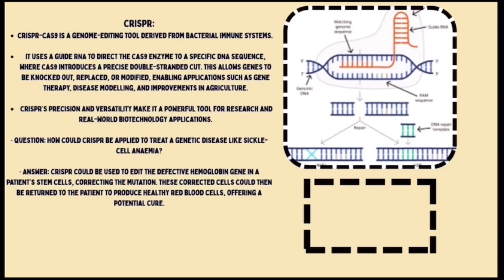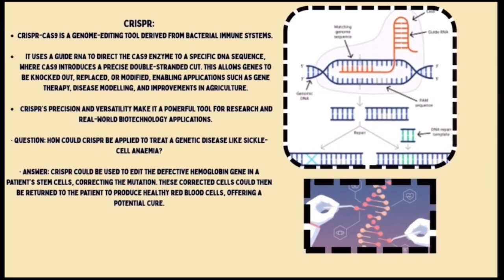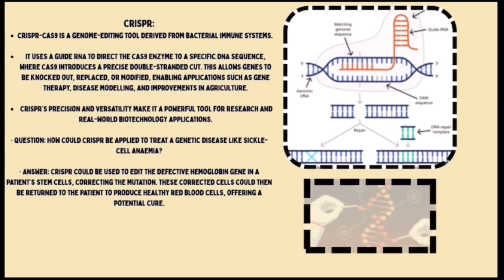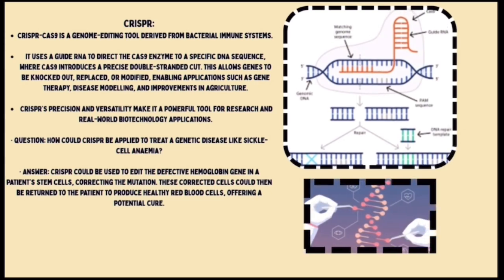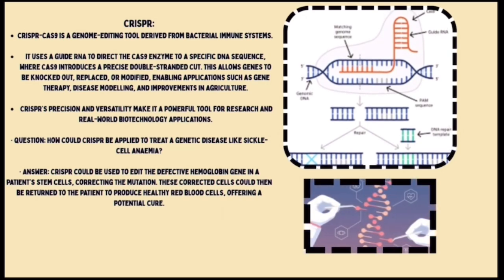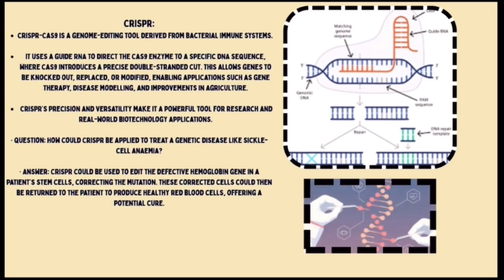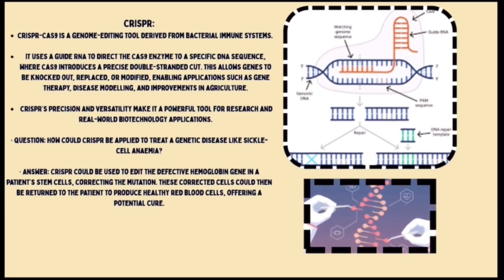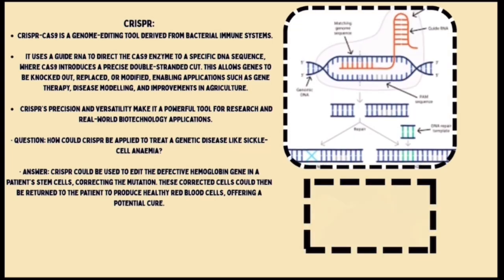CRISPR-Cas9 is a genome editing tool derived from bacterial immune systems. It uses a guide RNA to direct the Cas9 enzyme to a specific DNA sequence where Cas9 introduces a precise double-stranded cut. This allows genes to be knocked out, replaced, or modified, enabling applications such as gene therapy, disease modeling, and improvements in agriculture. CRISPR's precision and versatility make it a powerful tool for research and real-world biotechnology applications.